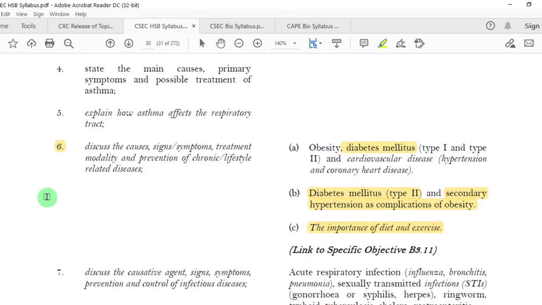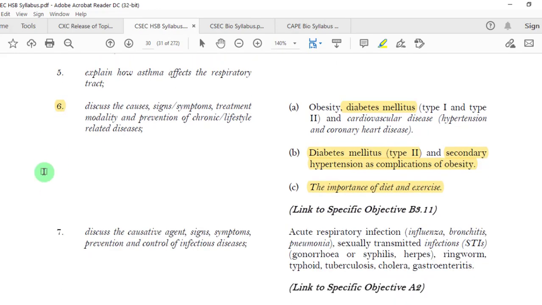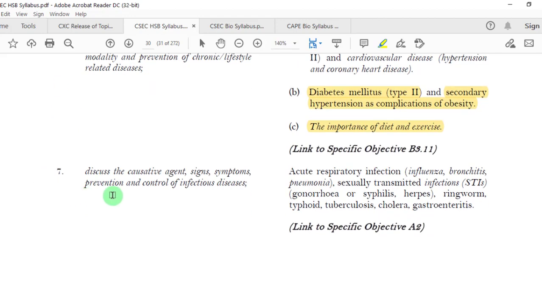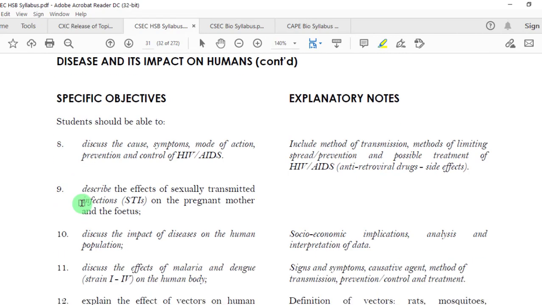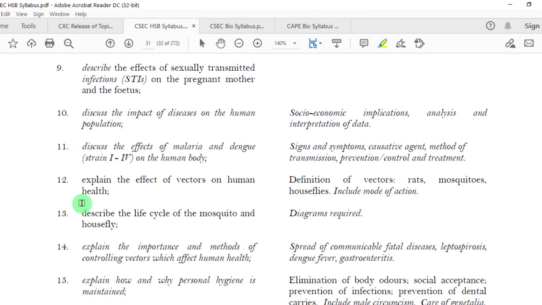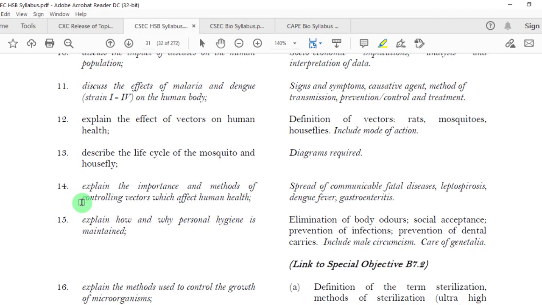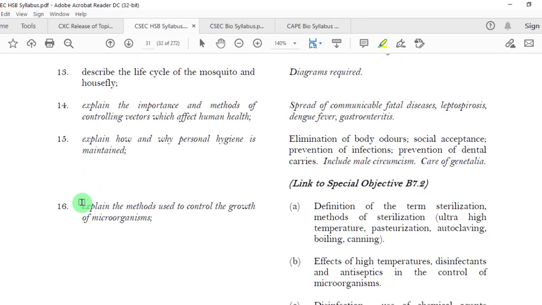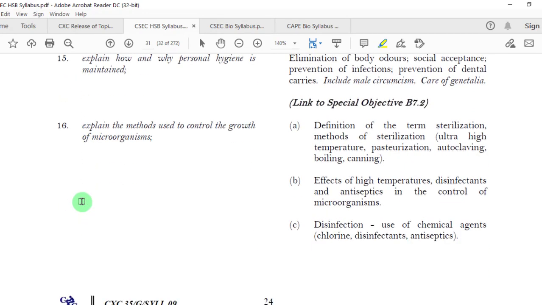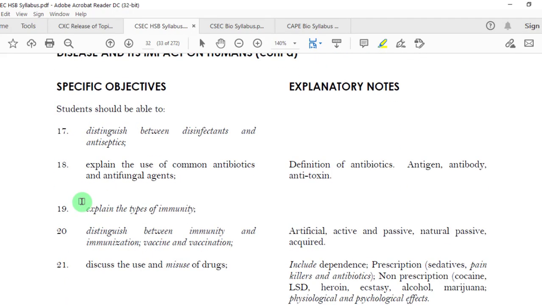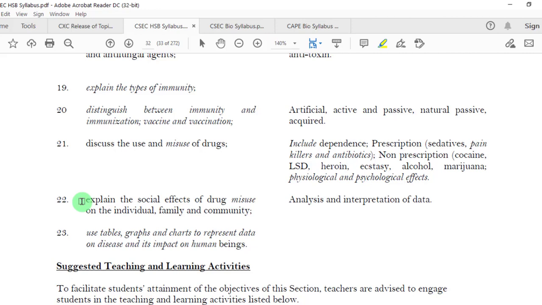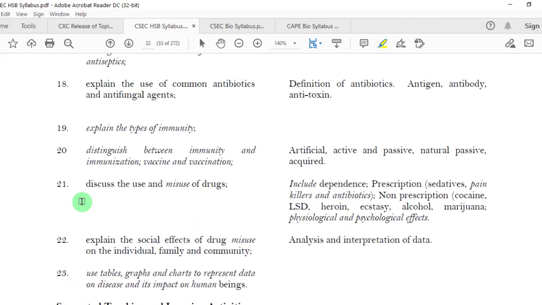So you have to study it either way, right? Asthma, infectious disease, HIV/AIDS, STIs, all of this, vectors, hygiene, controlling the growth, right? All of this, immunity, drugs, etc. So all of this falls under disease and its impact on humans.